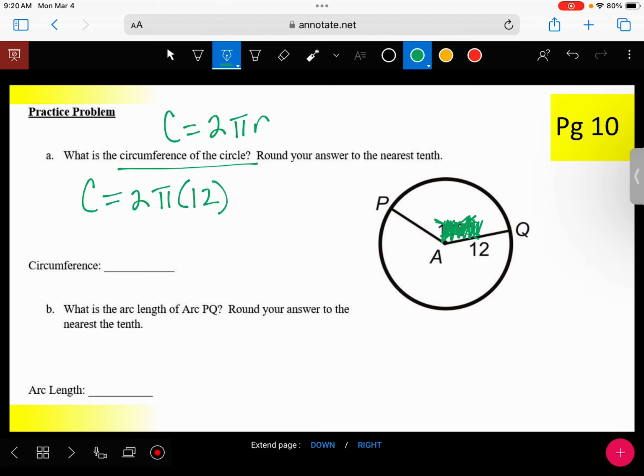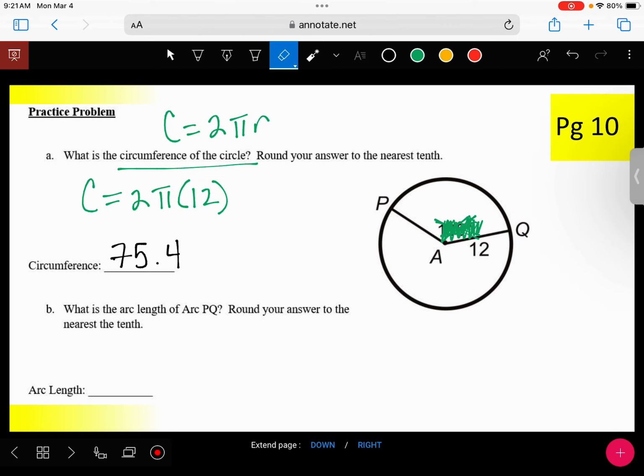And it says round your answer to the tenths place. So you think about $10. $10 has 1 0. So that means I need one number after the decimal. So you should have 75.4. And they didn't give us a unit, or did they give us a unit? Nope, they did not tell us a unit. So we'll just leave it as 75.4.